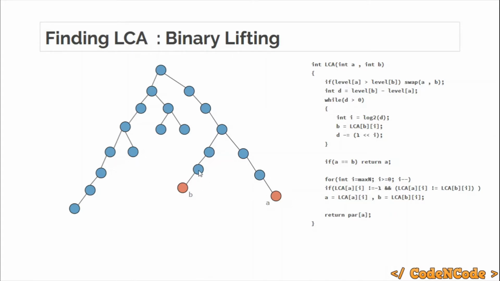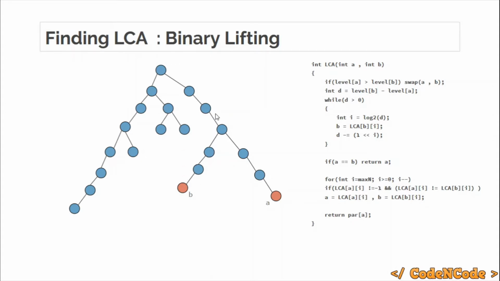So the 4th parent of A and B is this node. For A and B both, 2 raised to power 2, that is the 4th parent, is this node. So at least the 4th parent exists. Now this condition would be true, but should we make a jump of length 4?